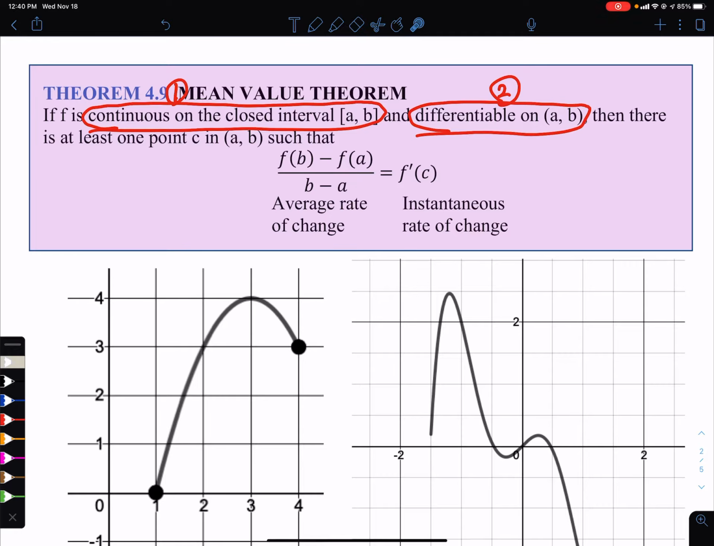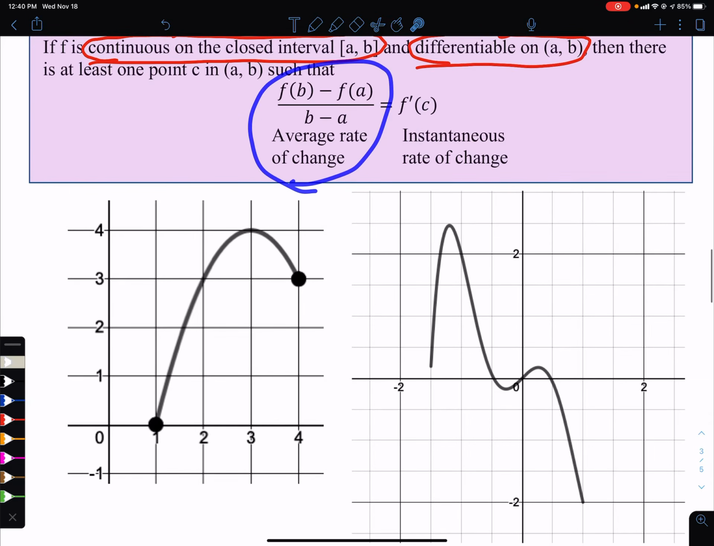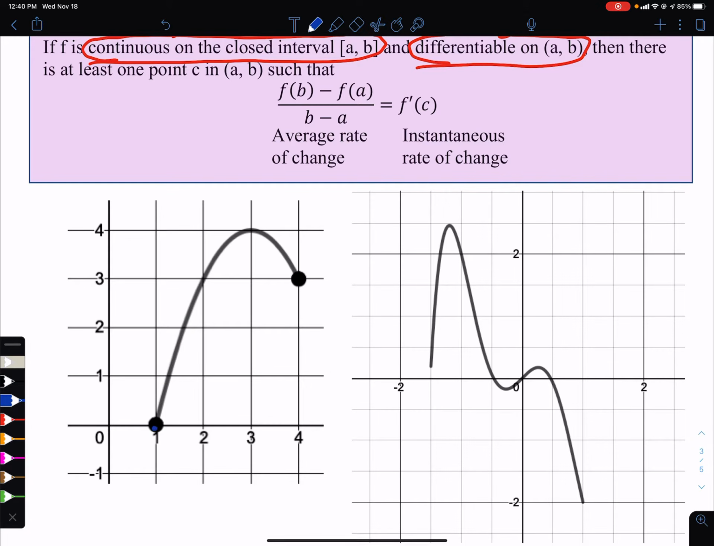So I have pictures below to give you a visual of what this means. You should know what the average rate of change is. What is f of b minus f of a over b minus a? That is the average rate of change or the slope of the secant line. So I'm going to draw a secant line, kind of fat. Uh-oh, it didn't become a line. Let's try it again. There we go.